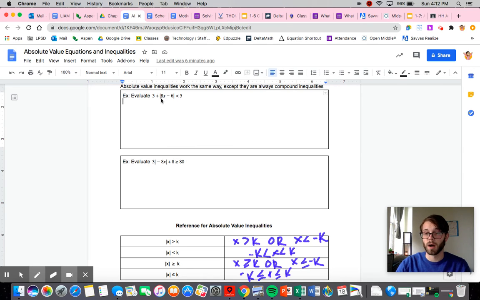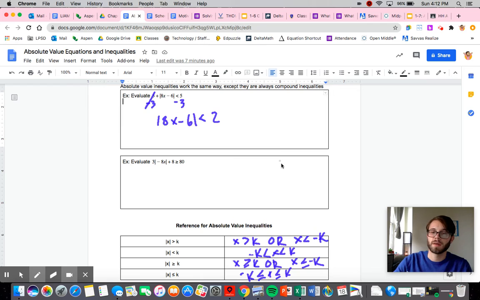First thing that you are always going to do, as always, isolate the absolute value. You want the absolute value by itself. So you get the absolute value is either greater than, less than, greater than or equal to, or less than or equal to something else. So subtract the 3, minus 3. I get the absolute value of x minus 6 is less than 2.